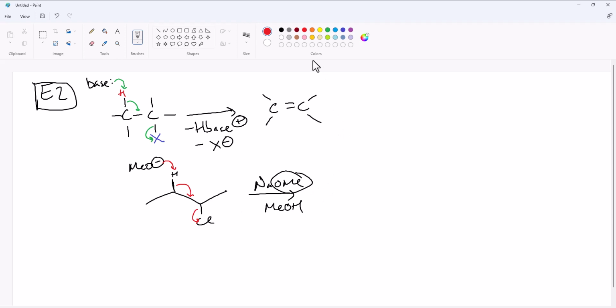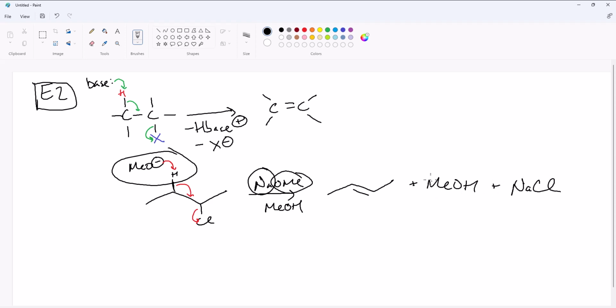So what I'd be left with is the alkene, and trans would be preferred because trans is more stable than cis. I'd be left with methanol, which is formed right here, and chloride, which is going to be counter-ion by the Na. So we'd be left with NaCl just to balance the equation here. So we'd be left with the alkene. So this is a concerted one-step mechanism.